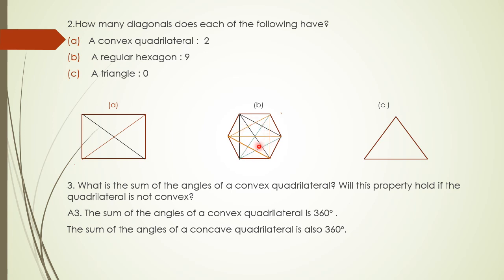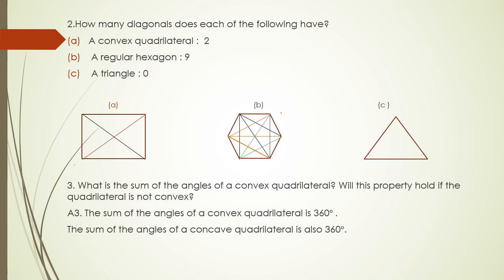You can get 9 diagonals. All the diagonals here 3 and this is the other 3, so 6 and this 7, 8 and here 9. So a regular hexagon has 9 diagonals. Number C, a triangle. See the triangle here. Here how can we draw a diagonal? Here we cannot draw any diagonal. So the number of diagonals in a triangle is 0.